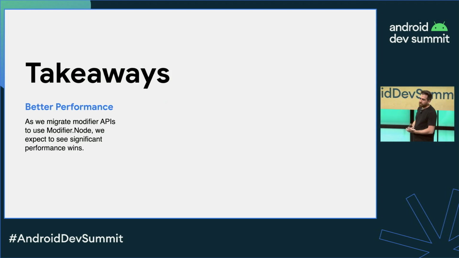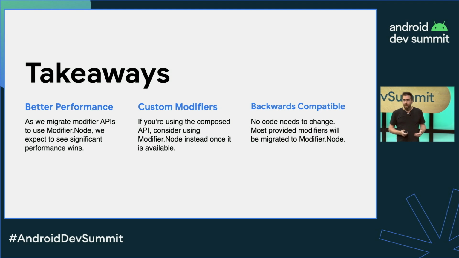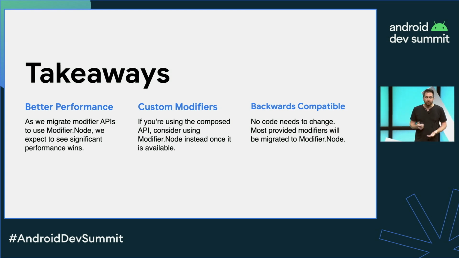So this sounds nice, but what does this mean for you? So first, you can expect that in the next few releases, you might be seeing some pretty significant performance improvements. So that's good. Second, if you're using Modifier.composed to create custom modifiers, then these new experimental APIs might be something that are worth looking into, especially as they stabilize. And third, it's important to understand that pretty much all of userland code won't need to change. This is a pretty big deal.